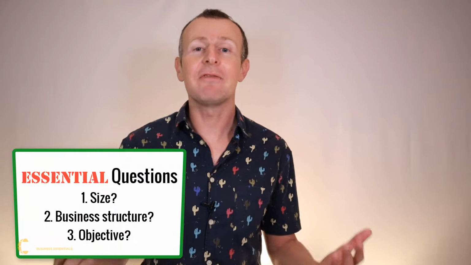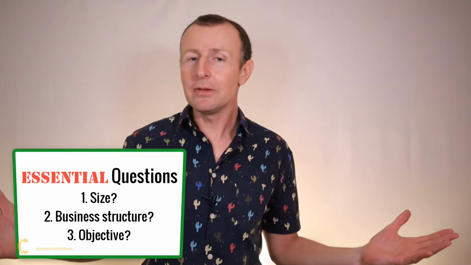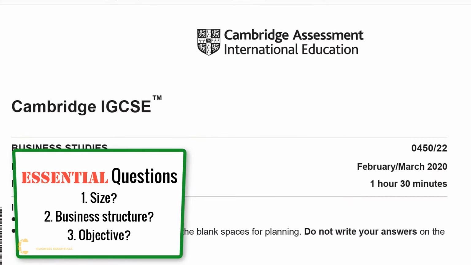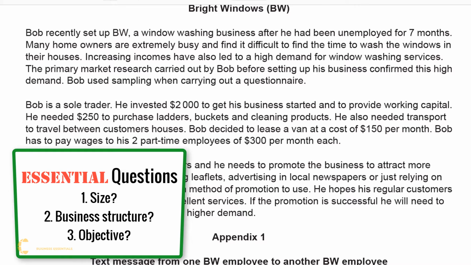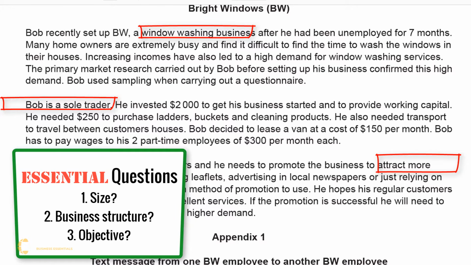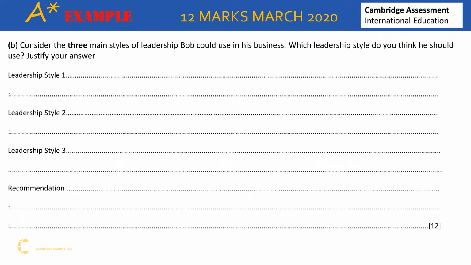With 12-mark questions, application is absolutely crucial. It can be helpful to have a mental checklist of questions you might ask in every case study. With Bright Windows from March 2020, the owner Bob is a sole trader. It's a small business cleaning windows with 2 part-time employees, and his objective is to get more regular customers to grow his customer base. We will look at 3B, where we must consider 3 different leadership styles.